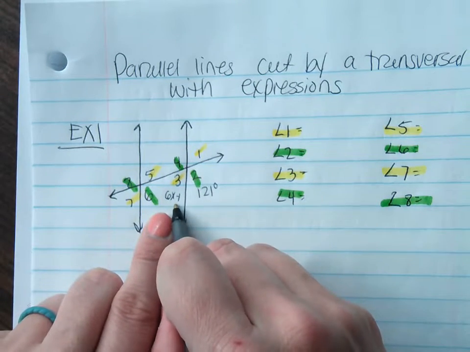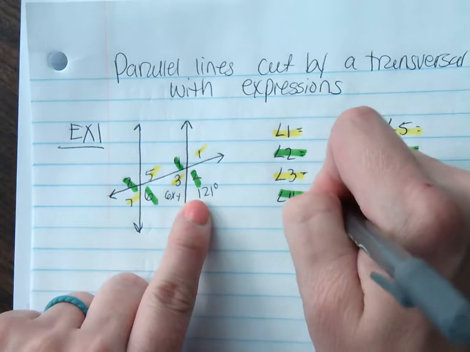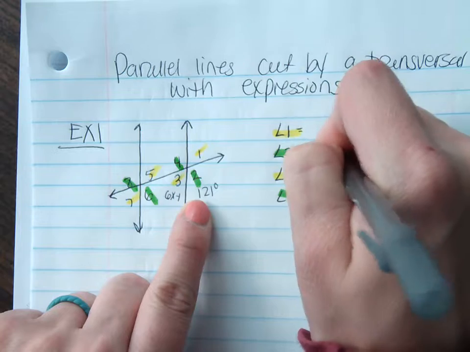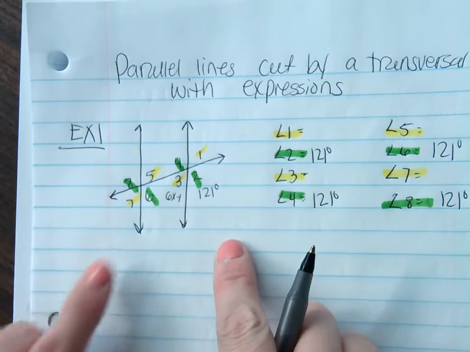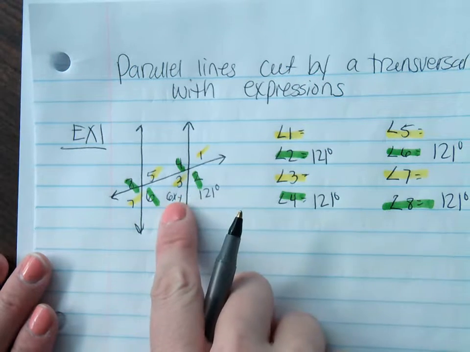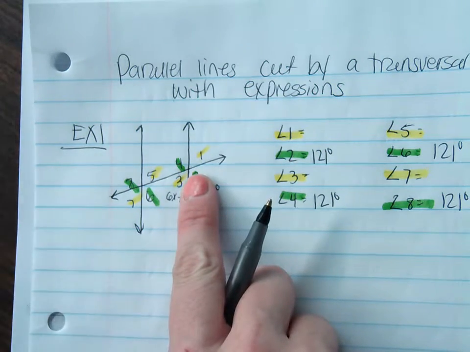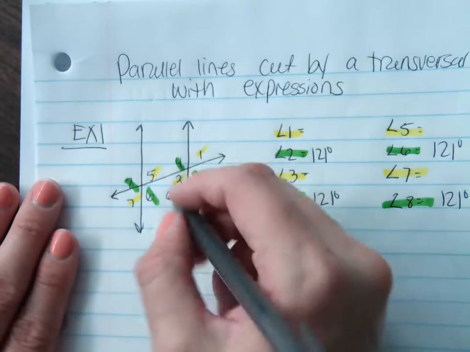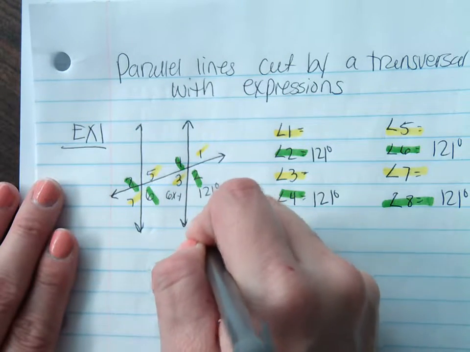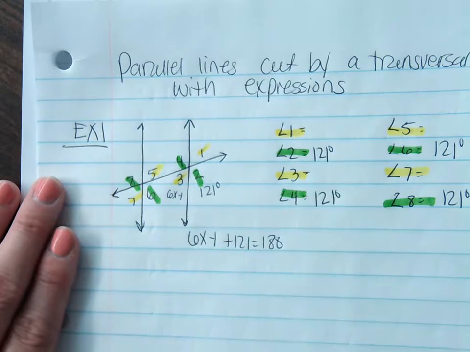So we have 6x minus 1 and 121 given to us. So I can go ahead and put in that all of these are 121 degrees. And we know that since these are supplementary angles, they are also known as adjacent, which are neighbors. They add to be 180. So we have 6x minus 1 plus 121 equals 180.